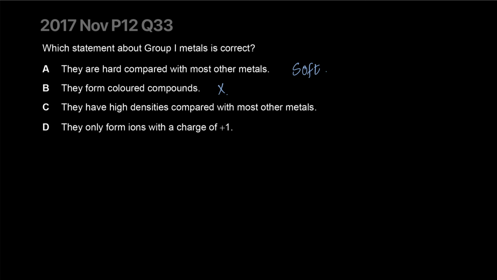They have high densities compared with most other elements. No. They actually have lower densities than other elements, because the higher the proton number, the more dense it is. Sodium is less dense than magnesium, probably, whereas potassium is more dense than magnesium. They only form ions with a 1+ charge, and that's true, right? That's easy. That's true, and the answer is D.